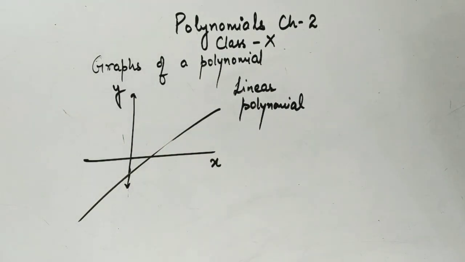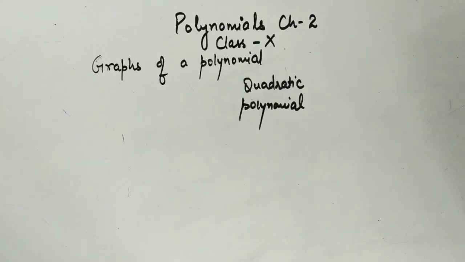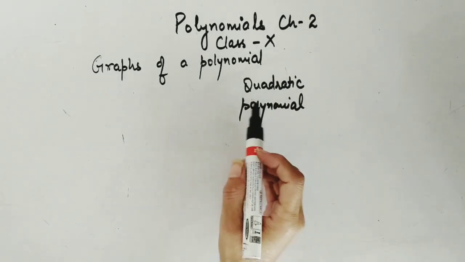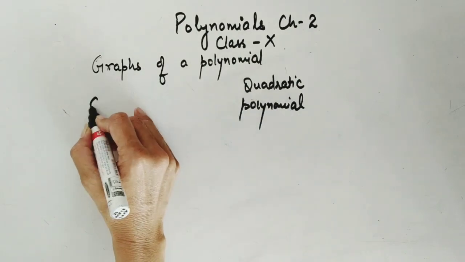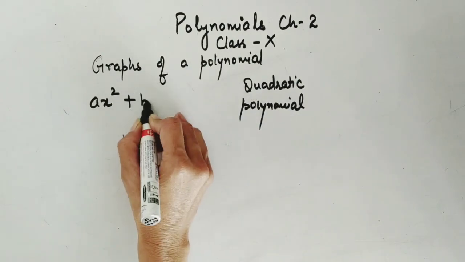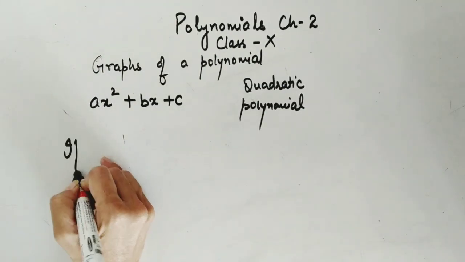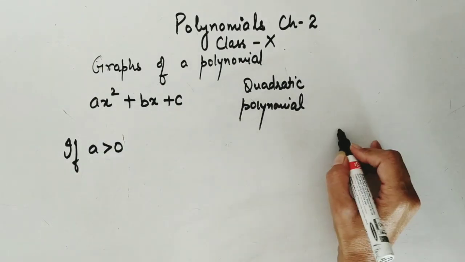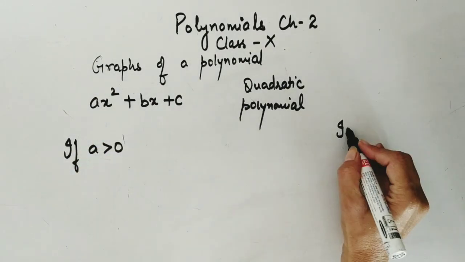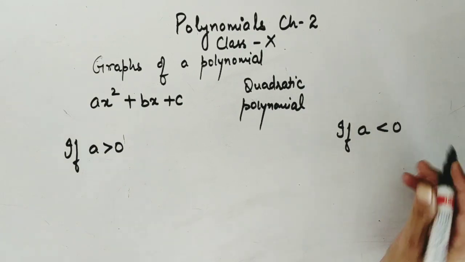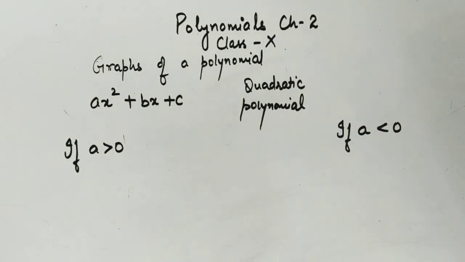But now our focus is on quadratic polynomial, because in this complete chapter we would be dealing with quadratic and cubic polynomials. So let us see how do we get the graph of quadratic polynomials. Alright kids, quadratic polynomial is always of the form ax square plus bx plus c. Now there are two conditions: if a is greater than 0, then what are the various graphs? Or if a is less than 0, what can be the possibilities for graphs?